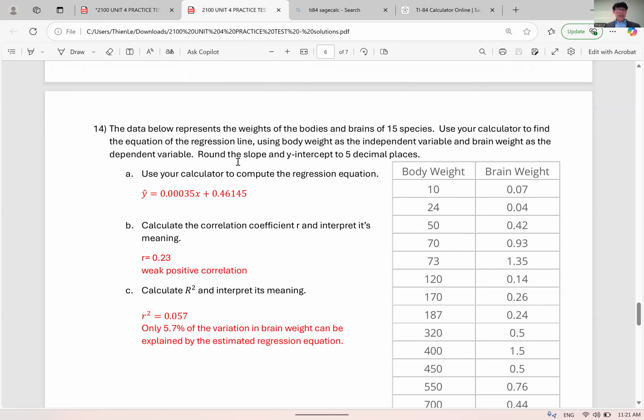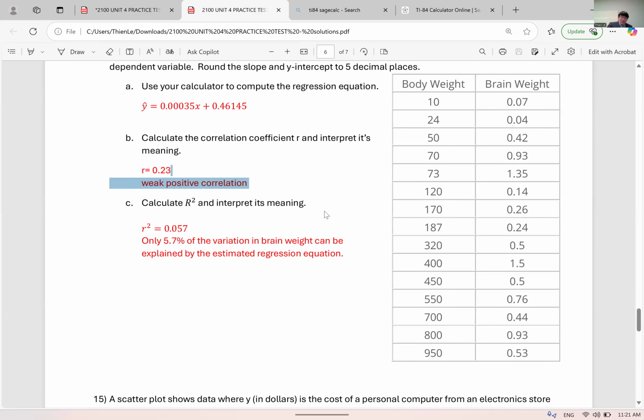So here, they did everything hard first already here, right? They say weak positive correlation, 0.57. So this will be a bad model, right? It's as if we use body weight to predict brain weight, which is a bad model.